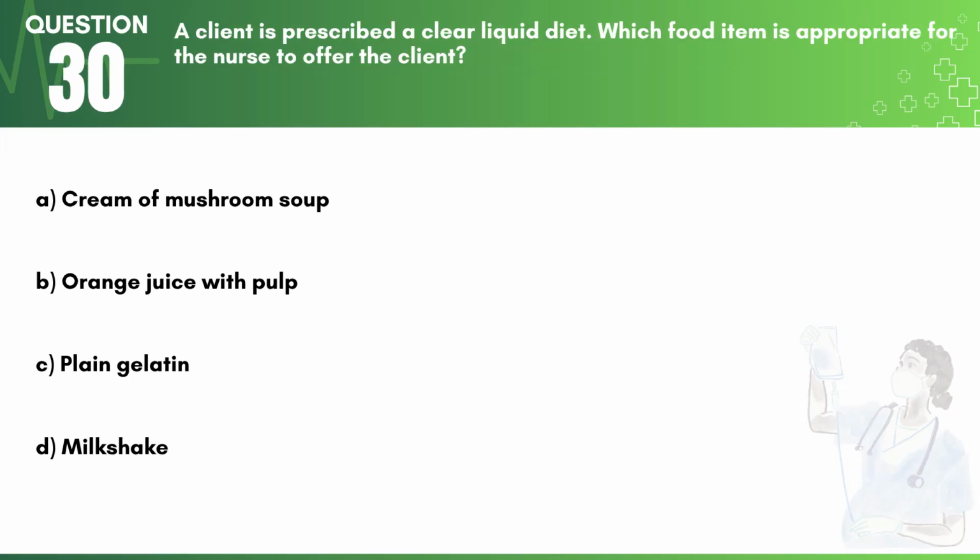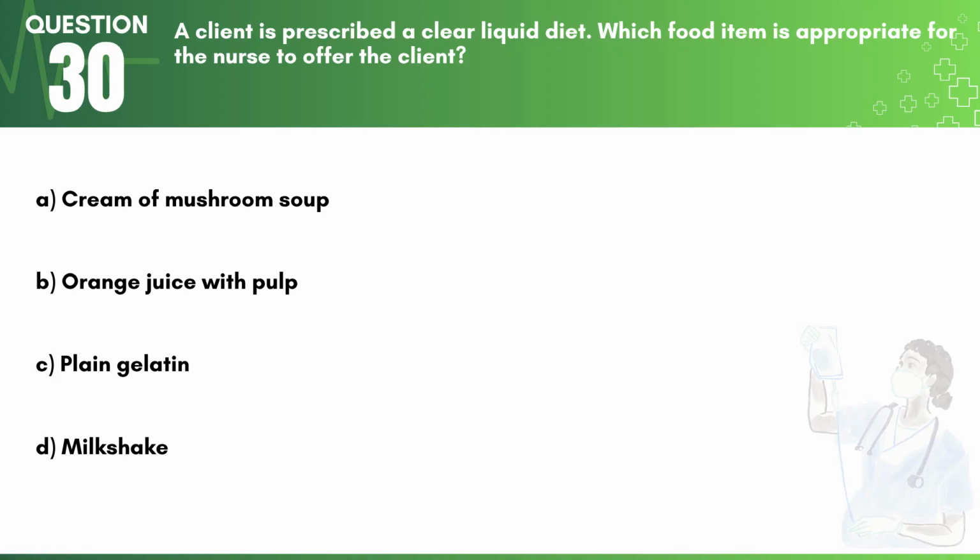Question 30. A client is prescribed a clear liquid diet. Which food item is appropriate for the nurse to offer the client? A. Cream of mushroom soup. B. Orange juice with pulp. C. Plain gelatin. D. Milkshake.